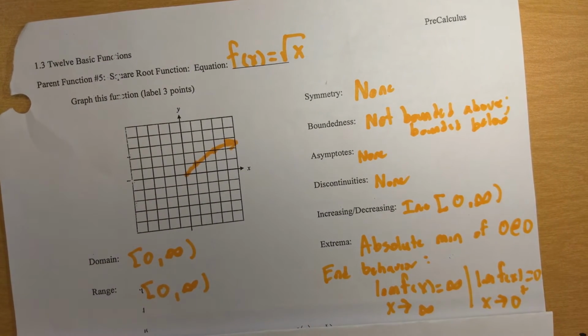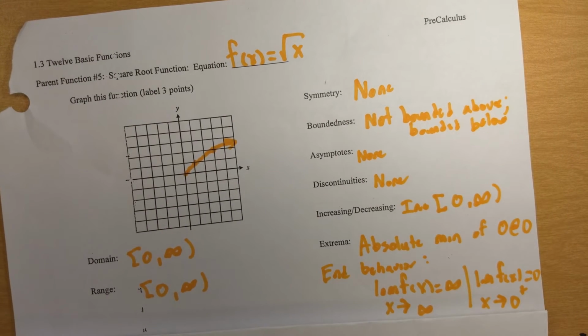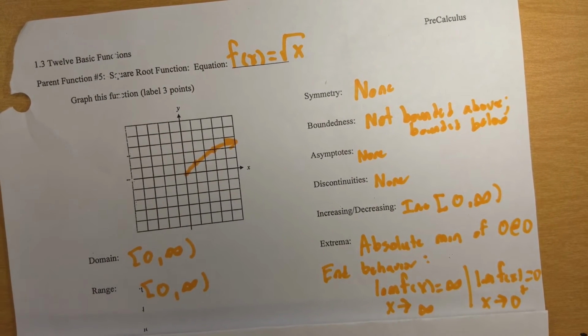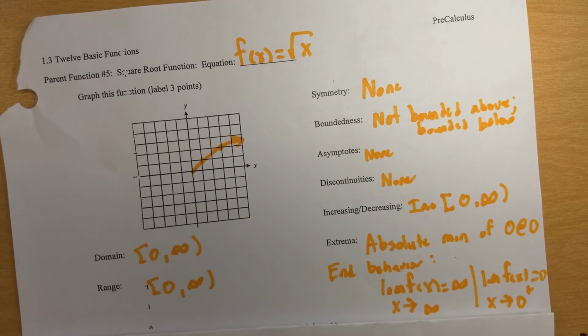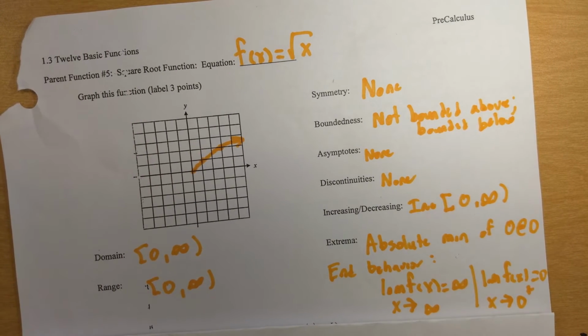Square root function 101. The parent function of the square root function is y equals the square root of x. The graph has points (0, 0), (1, 1), (4, 2), and (9, 3). The domain of this function is [0, infinity). The range is [0, infinity). The graph only increases.